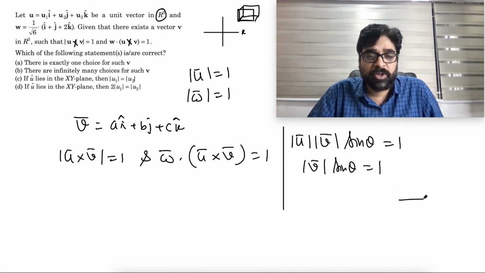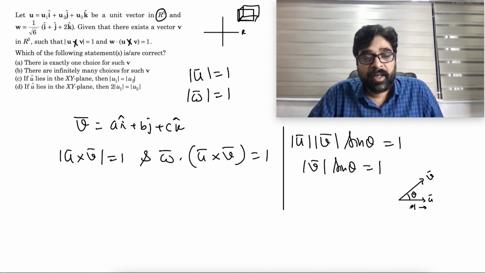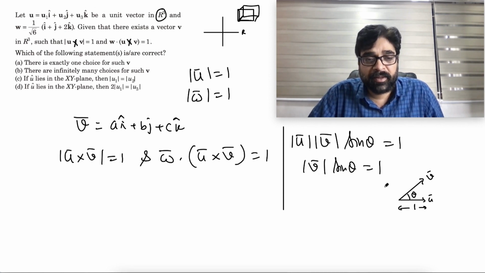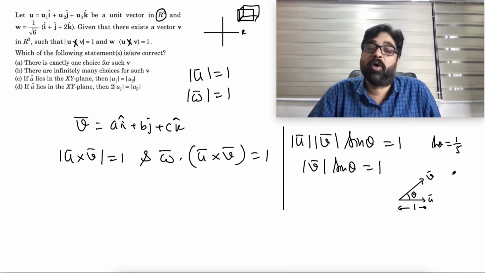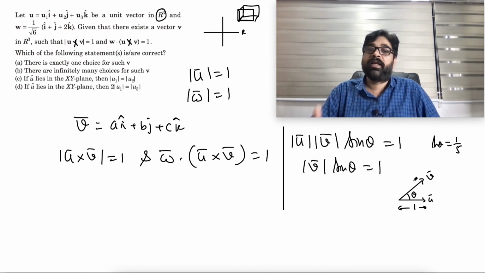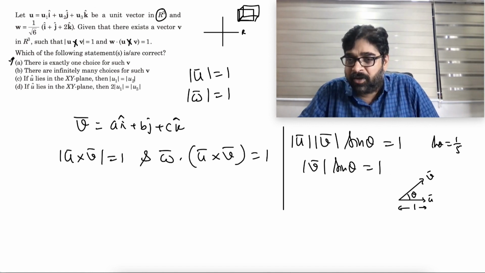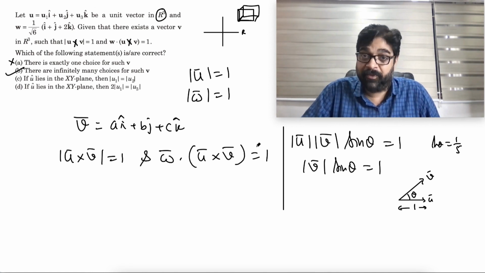Suppose U is this and V is this. Imagine, and this is the theta. This is 1 unit. They are saying this length into sine theta should be 1. How many possible values are there? Infinite, because if sine theta is 1 by 5, then mod V is 5. If sine theta is 1 by 7, then mod V is 7. So there are infinite possibilities. So option A is wrong. There are infinitely many choices for V. Option B is correct, but we don't have to stop here.